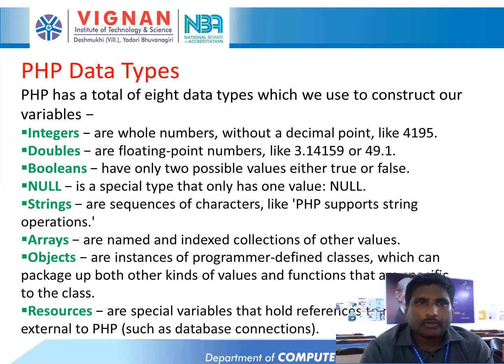We are going to learn about PHP data types. PHP has a total of 8 data types with which we can construct different types of variables. The data types are integers, doubles, booleans, null, string, arrays, object, and resources.